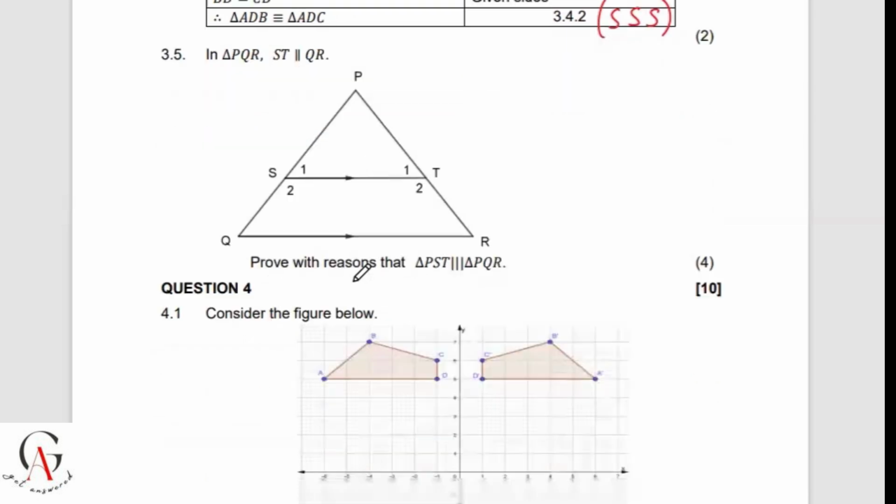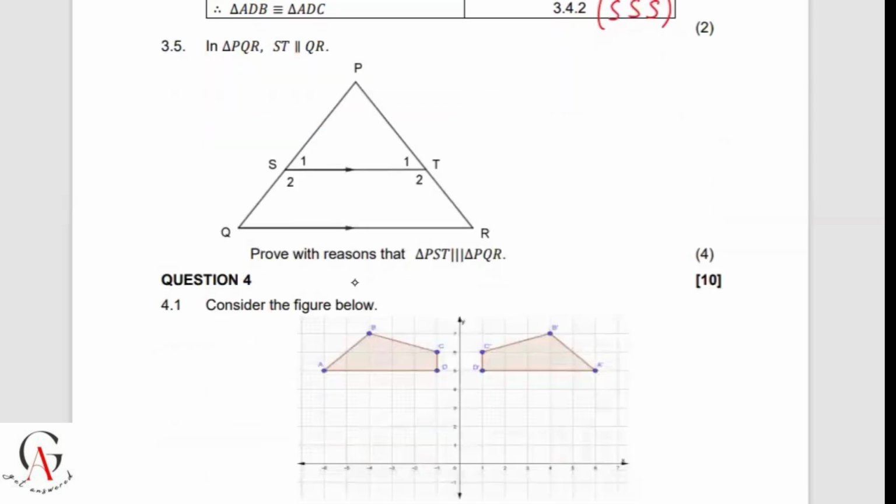Then in 3.5, they're telling us that in PQR, ST is parallel to QR. Can we prove that PST is similar? Those 3 vertical lines stand for similarity. Remember, similarity is when the shapes have the same angles and the sides are in proportion. One is bigger, the other is smaller.